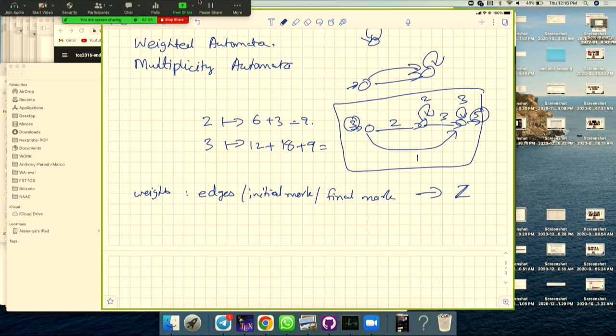So these are in general called weighted automata or multiplicity automata. So for every n, you just look at paths of length n, multiply the weights that you see along that path, of course, with the initial mark and the final mark. And if you have multiple such paths, you just add the weights that you have. Okay. This is the weight, or the value, that you associate to a number n in the weighted automaton.